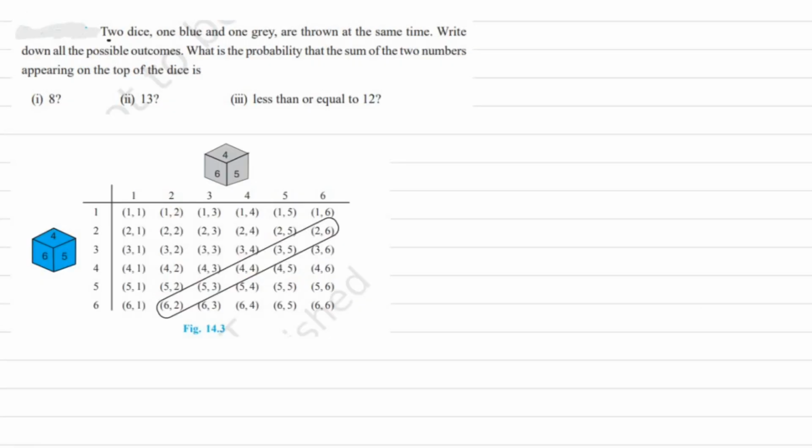Here there is one more application of probability. The question states that 2 dice, one blue in color, another grey in color, are thrown at the same time. Write all the possible outcomes. So we are supposed to write all the possible outcomes to get our sample space. When 2 dice are rolled once or 1 dice is rolled twice, in the concept part of the video, the before part, I have already discussed how to write the sample space. Here I have a cutout of the sample space.